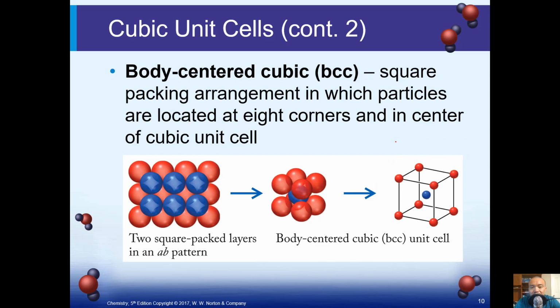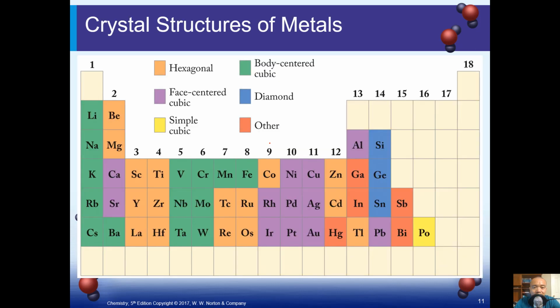The final cubic cell is the body-centered unit cell. In the body-centered cell, there are 8 particles located on the 8 corners of the cubic cell, and 1 particle at the center of the unit cell. All group 1 metals like sodium, potassium, and cesium, and many transition metals exhibit the body-centered unit cell structure. In this periodic table, we have indicated the unit cells of the metals and metalloids. Note that group 1 metals and several transition metals exhibit body-centered structure, as indicated in green.